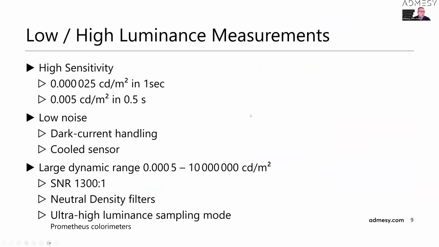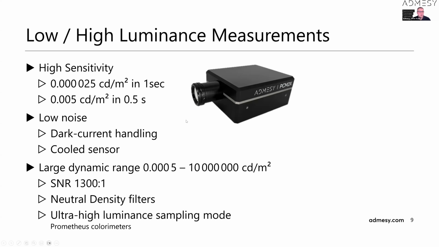So when we have a look at the luminance range we want to measure, the first thing we need to take care of is the low luminance range. And to measure very accurately, you want to have a very high sensitivity. So with our colorimeters, we can measure down to, and now you have to count, 0.0000025 candela per square meter, so extremely low luminance values in just a second, or more typical would be 0.005 candela per square meter in half a second with a really good signal-to-noise ratio.